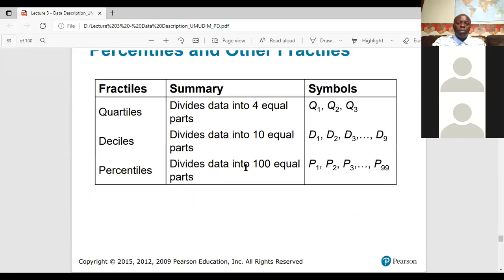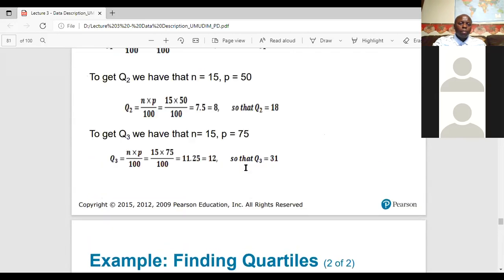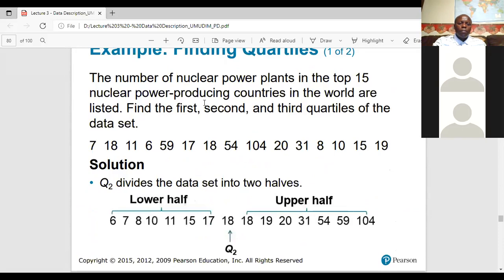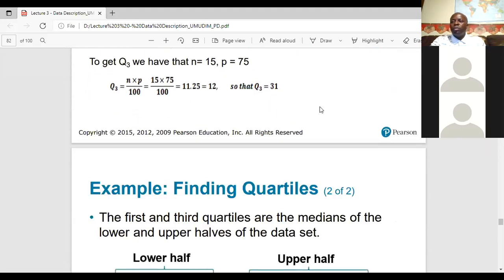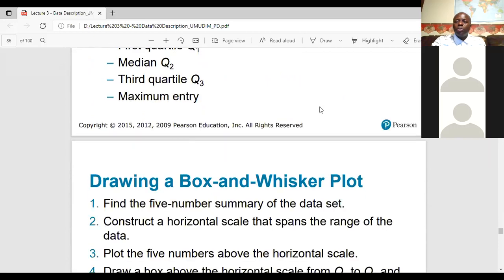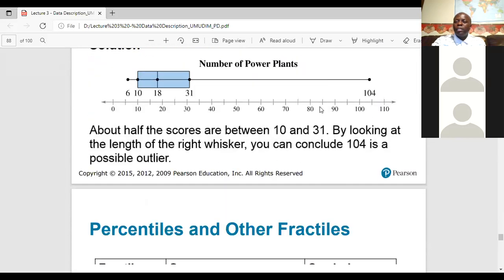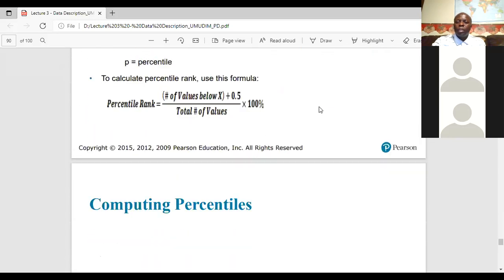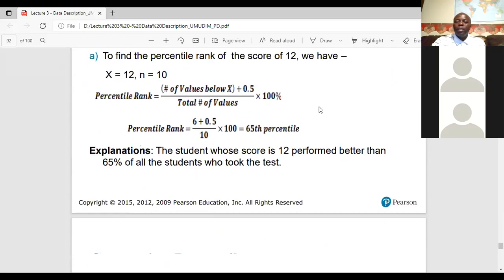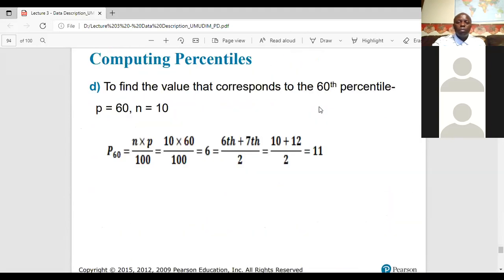Like the one we did when we were finding quartiles, it says, find the first, second, and third quartiles. So they will say it so that you know whether you are looking for quartile or percentile. Either way, you still use the same formula because quartile and percentile have a relationship. The first quartile is the same as the 25th percentile, the second quartile is the same as the 50th percentile, and the third quartile is the same as the 75th percentile. Any other question?